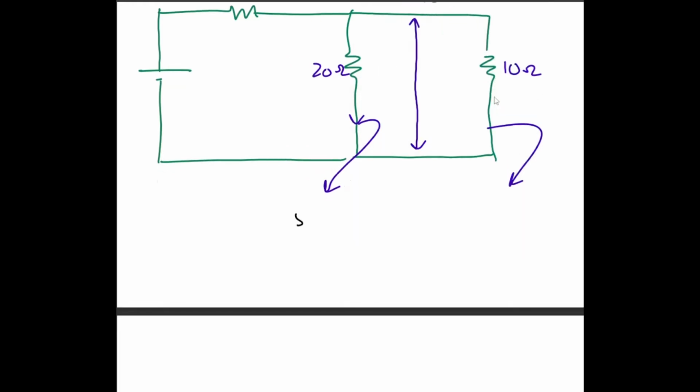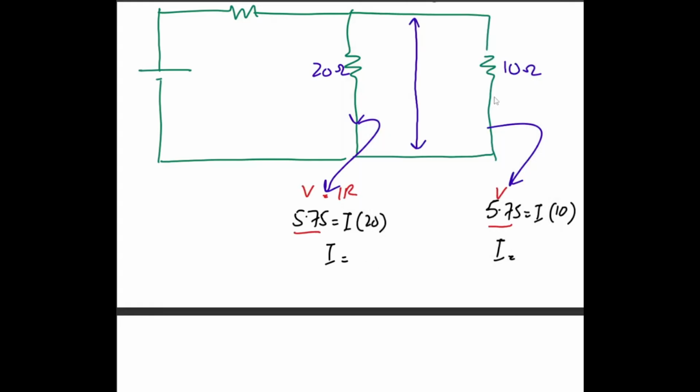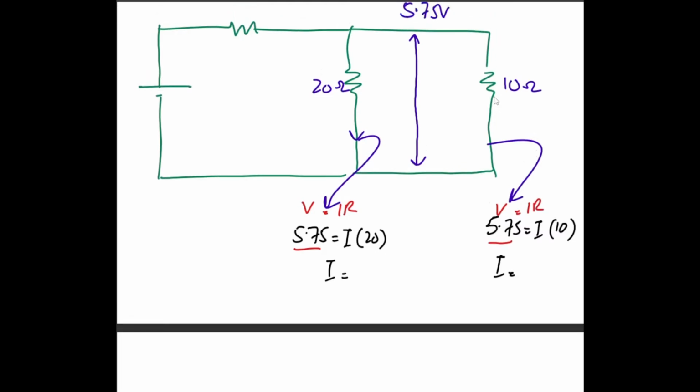So I'll get 5.75 equals I into 20, then 5.75 equals I into 10. Do we understand what we've done? We've used the same voltage for both of them because they are in parallel. We are using the formula V equals IR for both branches, right? So please find the value.